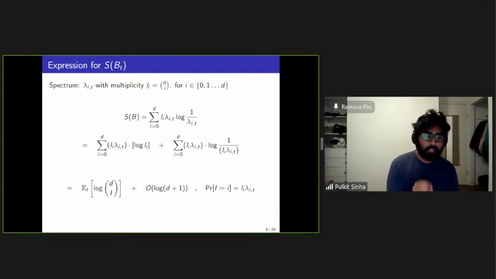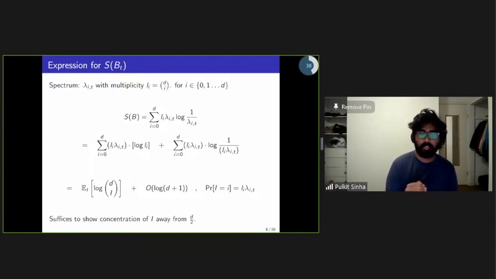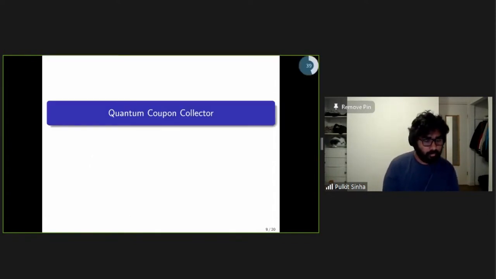Now note that the second term is asymptotically smaller than d, so we don't really care about that since we wanted a lower bound of d. And on the left-hand side, the first term is an expectation of log d choose i. And d choose i is maximized at d over 2. So it suffices to prove a concentration of this distribution away from d over 2. So this is all for PAC learning. Now let's move to the quantum coupon collector problem.